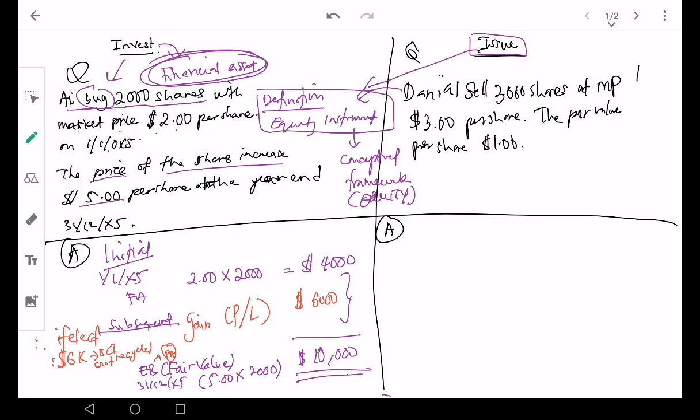Now, the issuer: you are selling 3,000 shares at the market price of 3. The par value per share is $1. So as I mentioned to you, debit cash, how much? Because you receive money from selling. 3 times 3,000, good, 9,000. Credit, as mentioned just now, share capital. What is share capital? Share capital is measured at the par value times 3,000 shares.